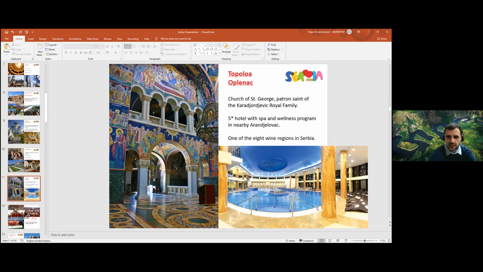Topola, so there's a mistake here, sorry. That's actually a little town in Serbia where the royal family originates from. And also we have one memorial church where all the members of the royal family are buried. It's dedicated to Saint George, their patron saint, and it's also covered in mosaic. In the nearby town of Aranđelovac, something different. It's a 5-star spa and wellness resort, so you can combine wellness and culture, and it's also one of the wine regions in Serbia, so a lot of gastronomy in this area of central Serbia.